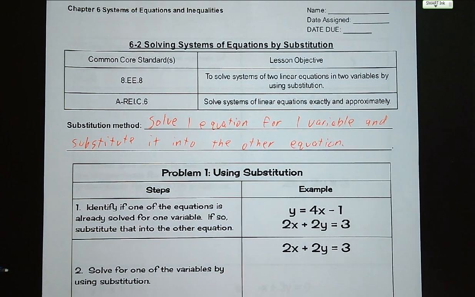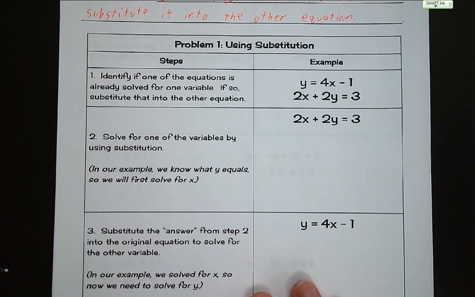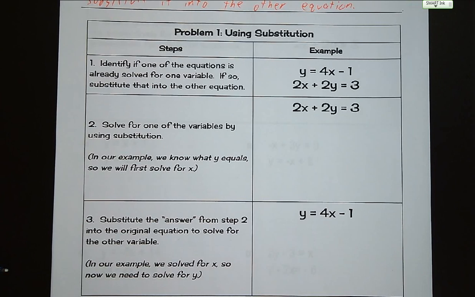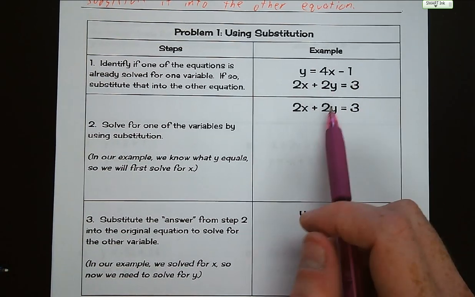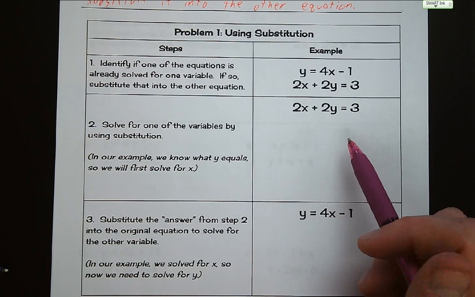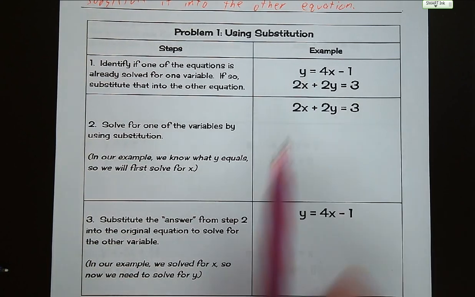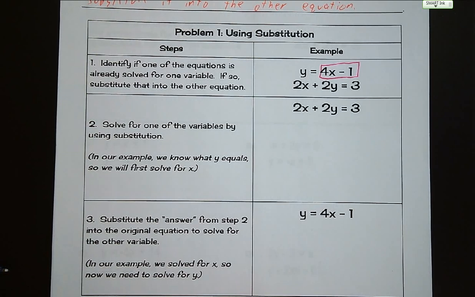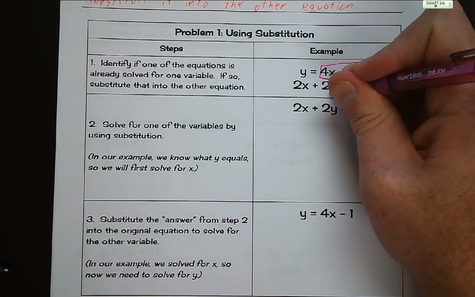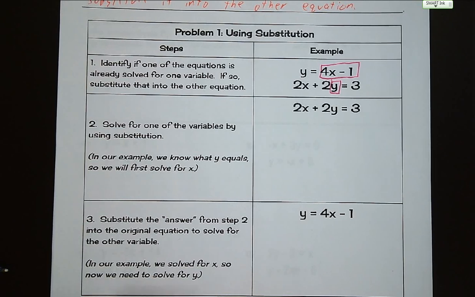All right. So using substitution, the first step is going to be to identify if one of our equations is already solved for one variable, and if it is, we are going to use that to substitute into the other equation. So in our system here, we have y equals 4x minus 1 and 2x plus 2y equals 3. And I can see that this y is all by itself, so we're already solved for one variable. And we are going to take that piece right there and put it in place of the letter y right there. So we're taking y out and we're going to put 4x minus 1 in its place.